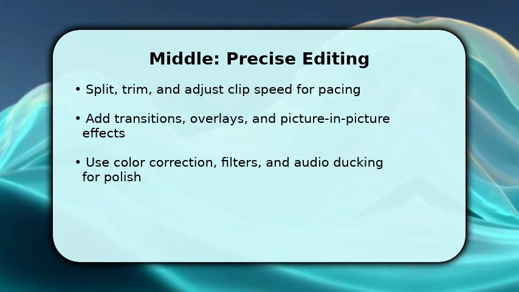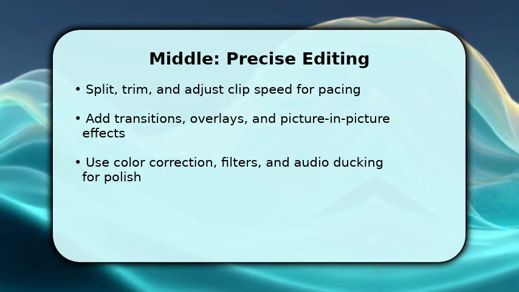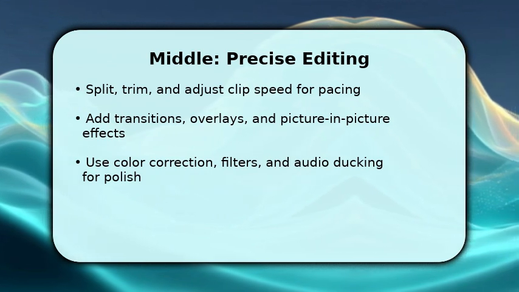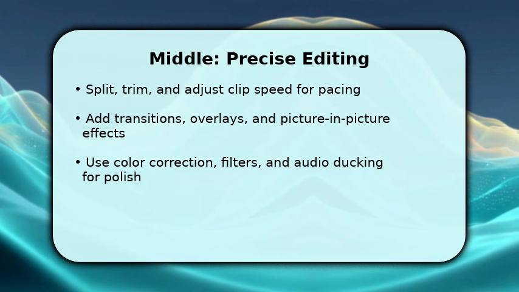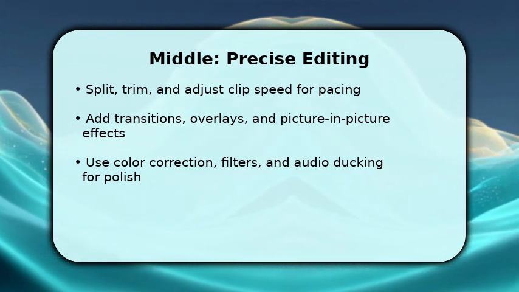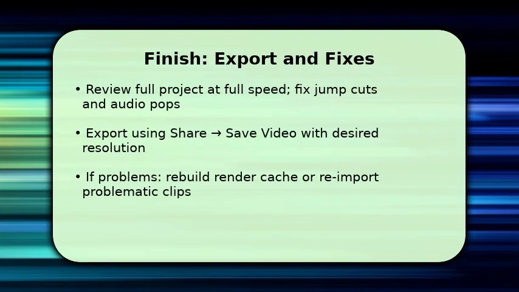Once done, open color controls to balance exposure and apply a filter for consistent mood. Then duck background audio when voiceover appears so dialogue stays clear. These steps make the edit feel intentional and cinematic. You finish by watching the entire film at normal speed to catch jump cuts, audio pops, or mismatched color.